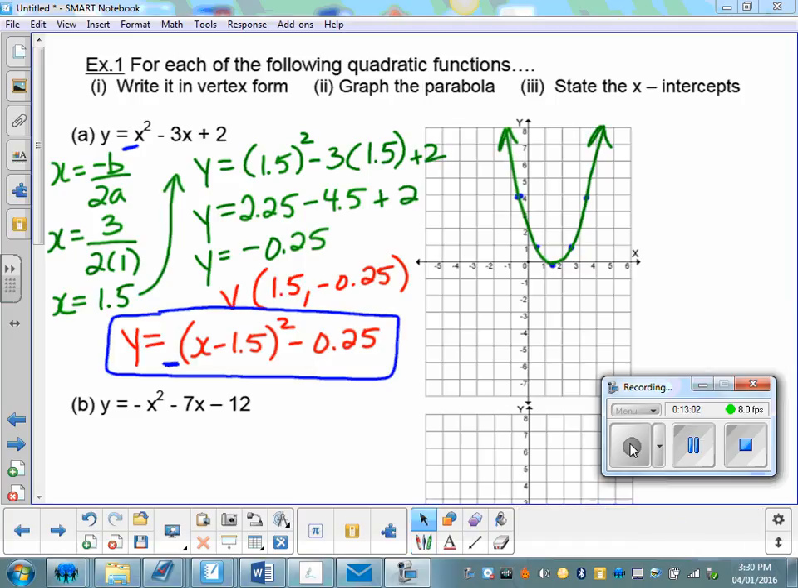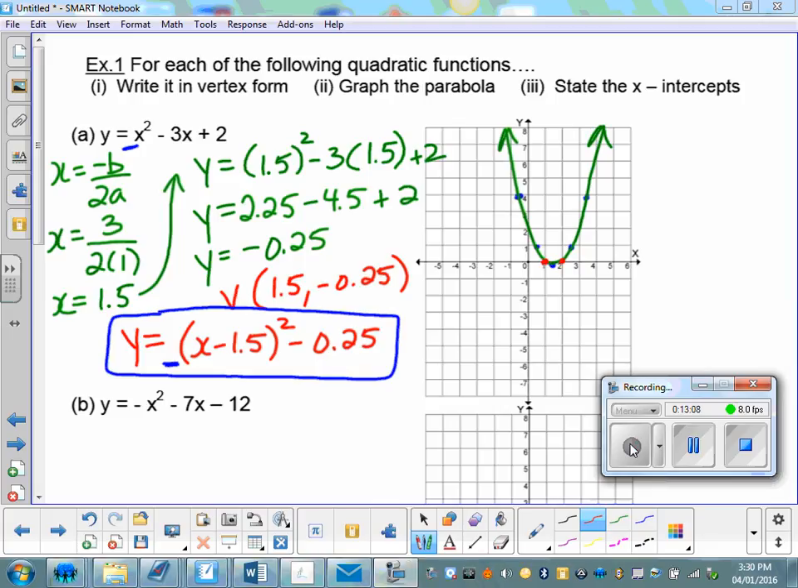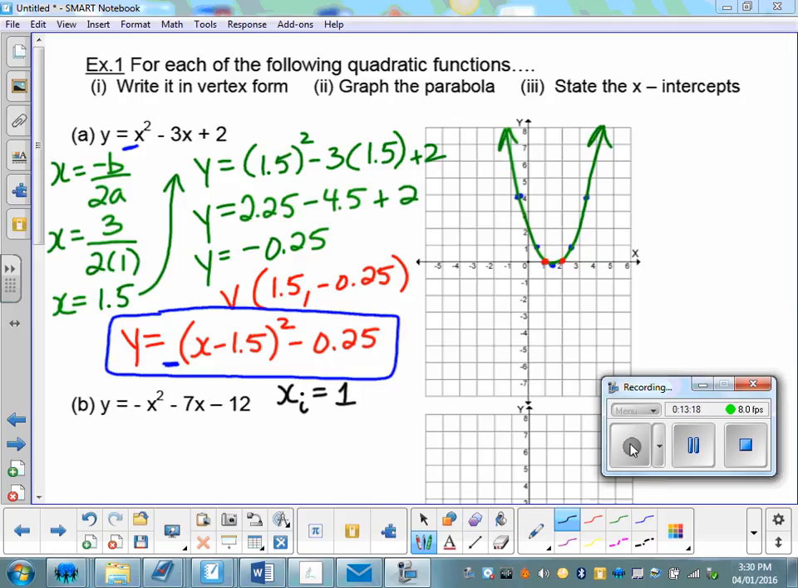And so this parabola passes through 1 and 2. So for this one, I'll say the x-intercept equals 1 or 2.